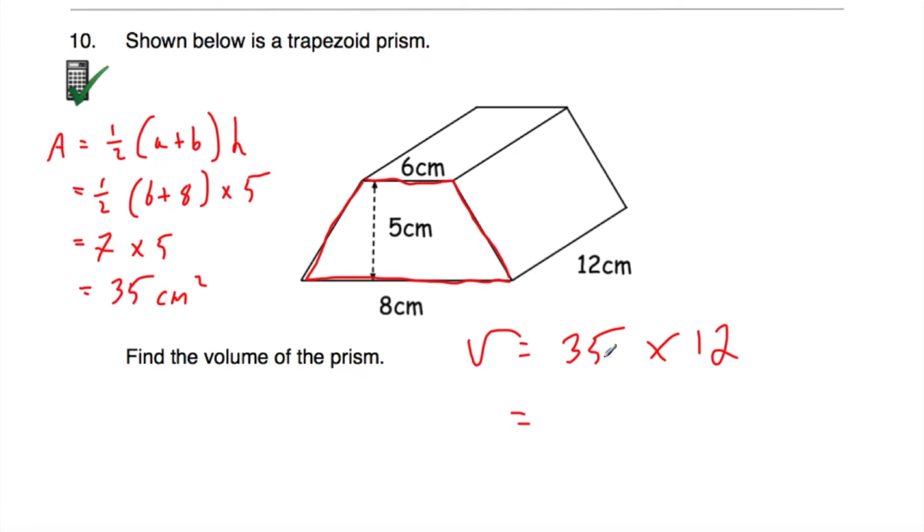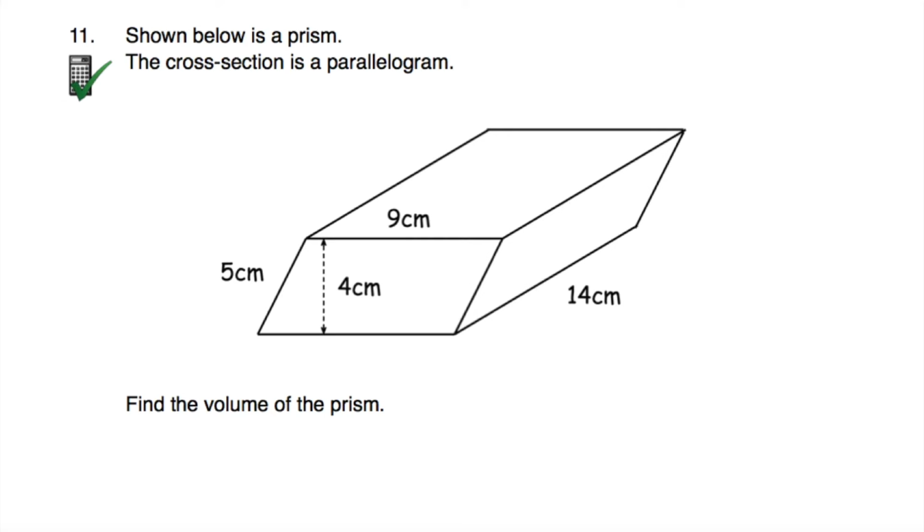And we can just do 35 times 12 on our calculator. So 35 times 12 is equal to 420. And we're dealing with centimeters here, so that'll be centimeters cubed. And that's it. That's the volume of that prism, 420 centimeters cubed. Okay, let's have a look at our next question, question number 11.